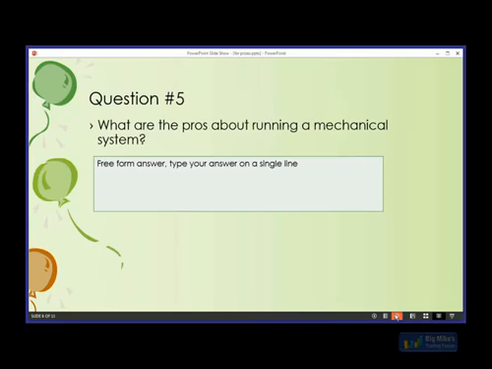And question 5, what are the pros about running a mechanical system? You can get human error running a mechanical system still, but I know what you're saying, and no emotion as well. That's definitely, all of these are good answers. The main one I was looking for was the multiple markets, that you can cover many different markets, whereas a discretionary trader can really only cover a few markets. So I would say multiple markets there.